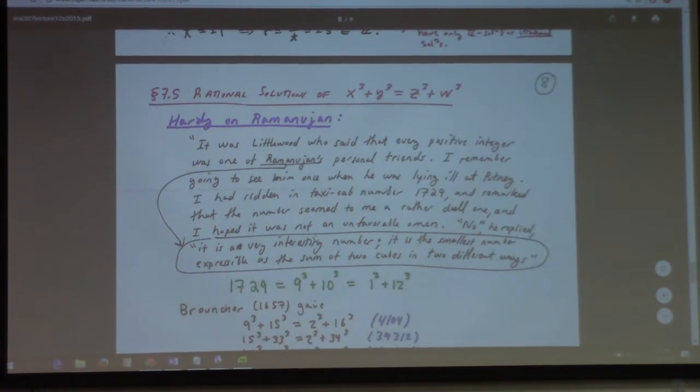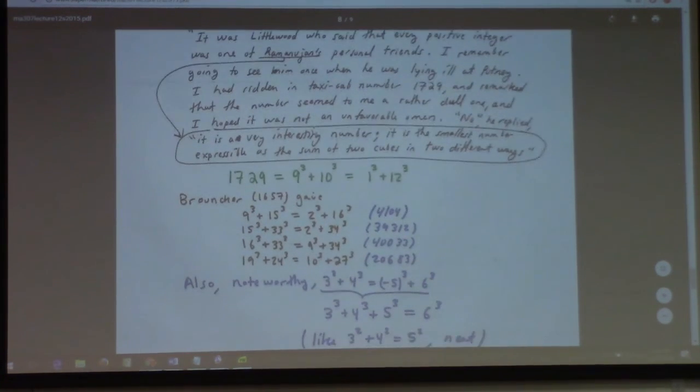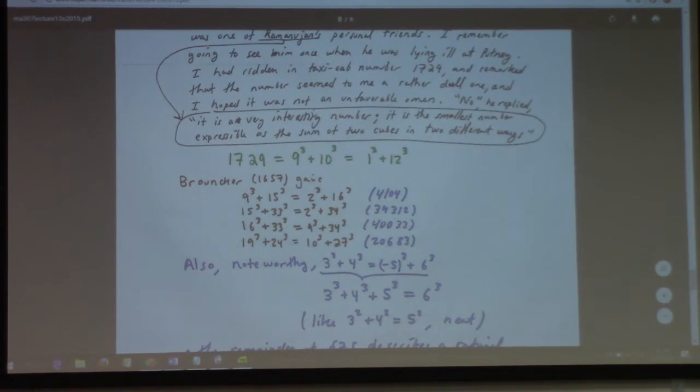He tells him his taxi number is 1729, and said it's kind of a boring number. And then what does Ramanujan say? He said, it's a very interesting number. It's the smallest number expressible as the sum of two cubes in two different ways. It's like, holy cow. We're still unraveling how on earth Ramanujan did what he did. We're still inventing various theoretical machines to understand his sort of arithmetic intuition.